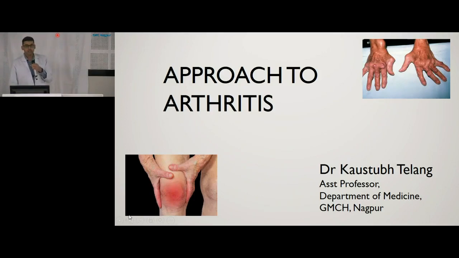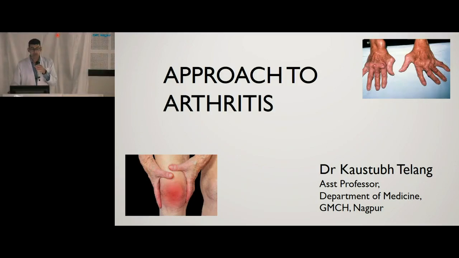So before beginning this talk, I just want to ask the audience what the difference is between these two words, arthritis and arthralgia. Anyone? Is it the same or is it different? So let me explain. See, arthralgia is only a symptom. Okay, it's only joint pain.